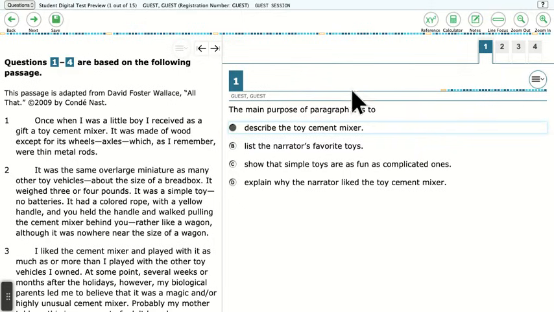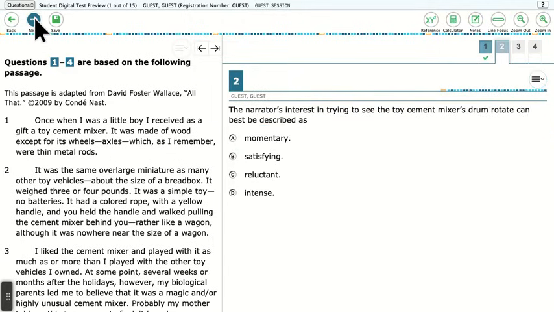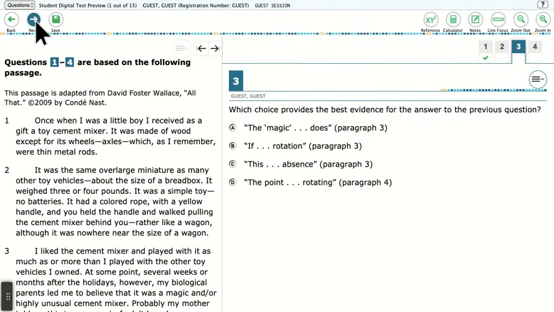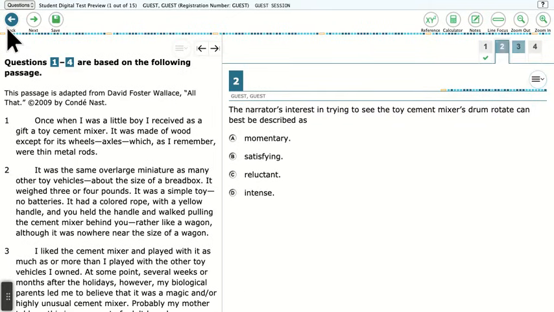So now that I'm ready to move on to the next question, I can either just click on the 2 over here, or I can click on next, and it'll forward me. And notice there's a little check mark that pops up showing that I answered this question. If I just skip ahead again and don't answer question number 2, you'll see that it's left blank, which tells me that I need to go back and answer it.